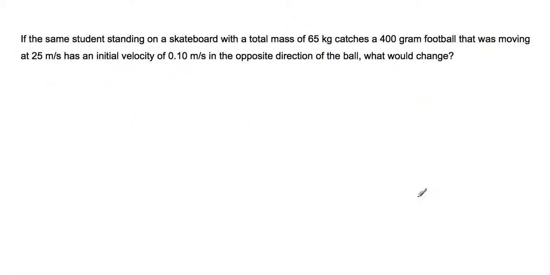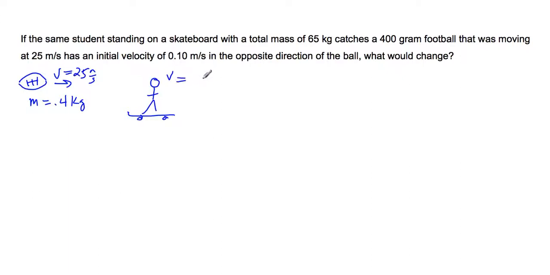Last problem is, again, we're going back to our little skateboard and the student example, and again I'm going to attempt to draw, my football's been really bad. Find my best one. That is still moving to the right with a velocity equal to 25 meters per second. And it still is going to have a mass of 0.4 kilograms. Our skateboarder is still here, but this time they have a velocity, and it's 0.10 meters per second. The mass of this person is still 65 kilograms. And they will catch it just like before.